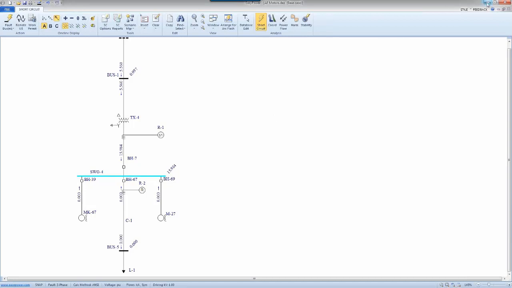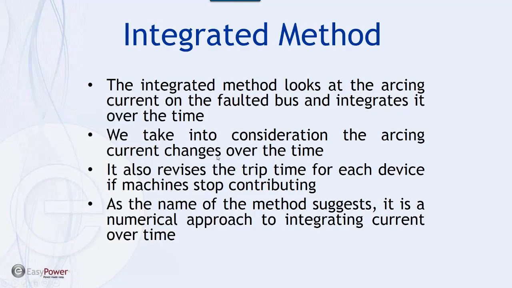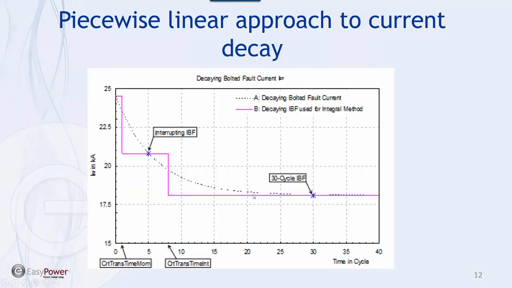So now let me just go back here. The integrated method looks at the arcing current of the faulted bus and integrates it over the time. We take into consideration the arcing current changes over the time. It also revises the trip time for each device if machines stop contributing. As the name of the method suggests, it's a numerical approach to integrating current over the time. Now, let's take a look at this graph. That makes it much more clear and easier to understand.